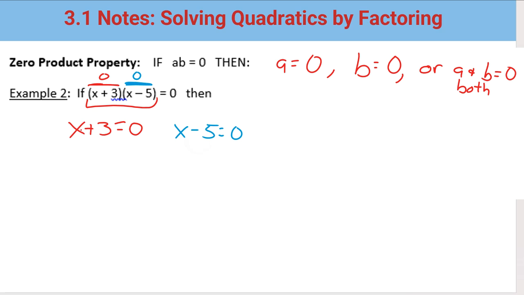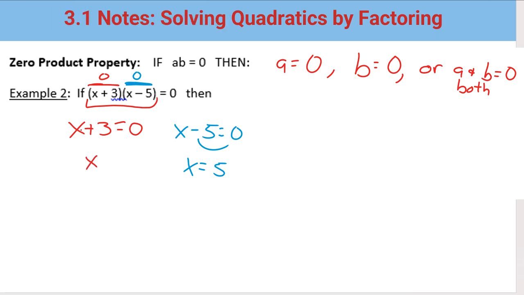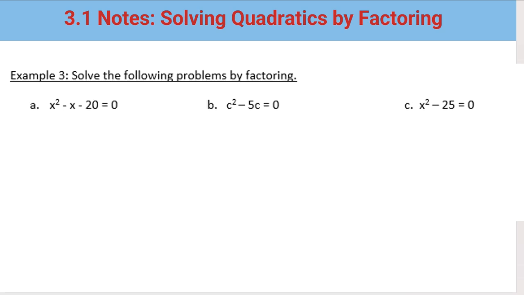So I'm going to add this 5 across, right? So x equals 5. Over here, I know if I subtract this 3 across, x equals -3, right? So those are my two solutions. I know that because of this zero product property, right? If a times b equals 0, so here I had these two binomials multiplied together equals 0, then the a part equals 0, the b part equals 0, or they both equal 0. So using that, we are going to solve these quadratics.